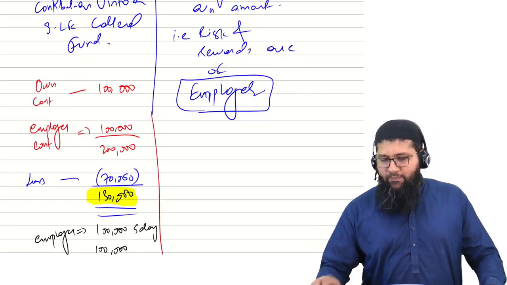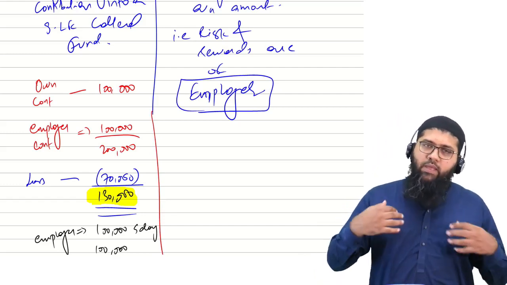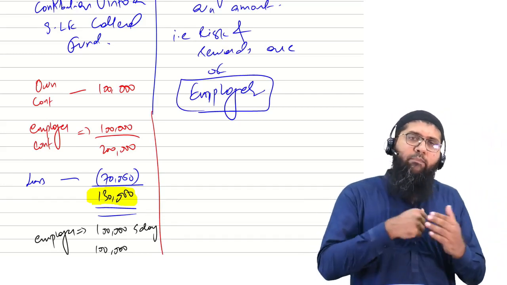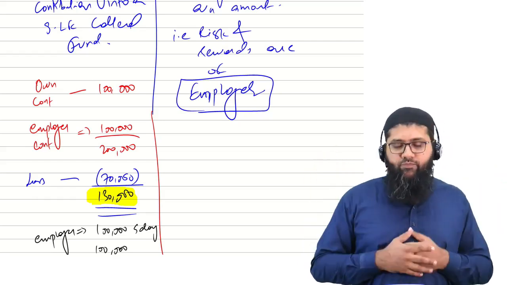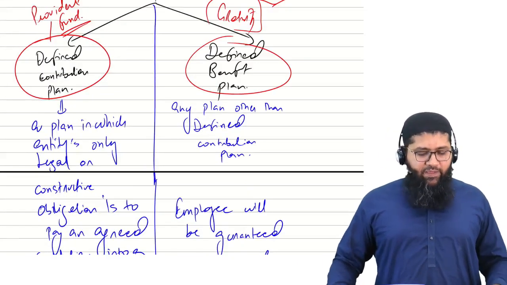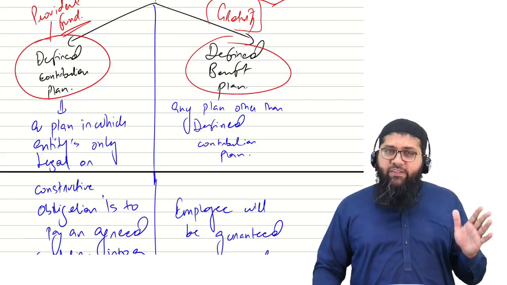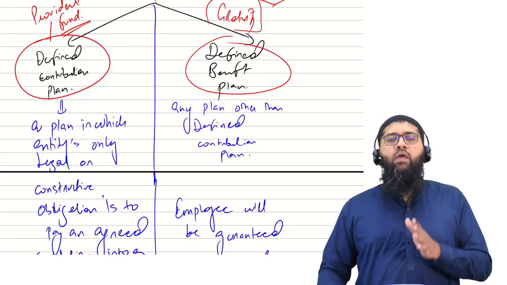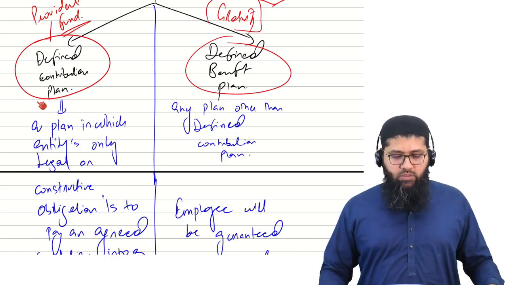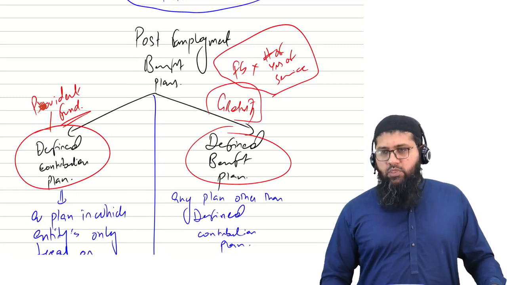The employee would say, I am not concerned about whether your fund has the money or not. I have got my right that I need to get final salary multiplied by number of years of service. It's you who has to give. So you need to understand that under the defined contribution plan, all the risk and reward are the employee's, and under the defined benefit plan, all the risk and rewards are the employer's. Do you get it now?